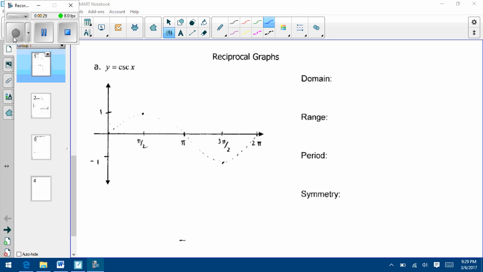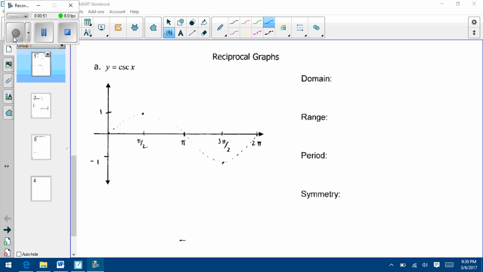So today we're talking about what the reciprocal graphs look like, and the reciprocal functions are those of cosecant, secant, and then finally cotangent. To analyze what these graphs look like, we're going to take a look at what one cycle of the sine graph looks like, and then think about how I can use that information to figure out the graph of cosecant.